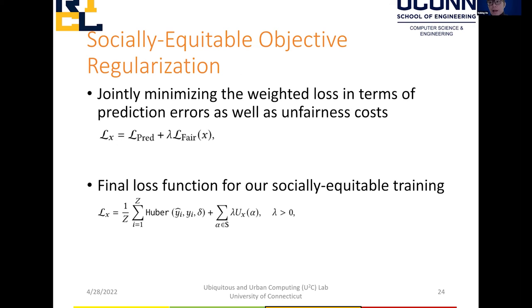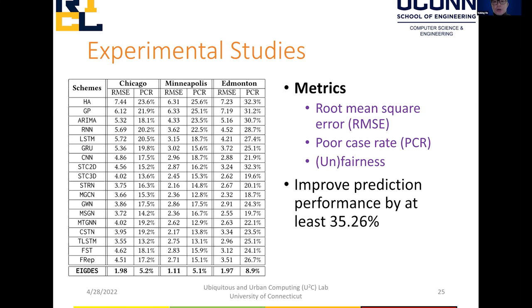By incorporating those unfairness metrics, we realize a joint objective function that tries to jointly minimize the weighted loss in terms of the prediction error, as well as the unfairness cost. So we have conducted extensive studies based on the three cities that we collected from open source datasets, and our approach achieved overall better performance compared with the other state of the art in terms of the prediction error, thanks to our interactive graph fusion mechanisms.